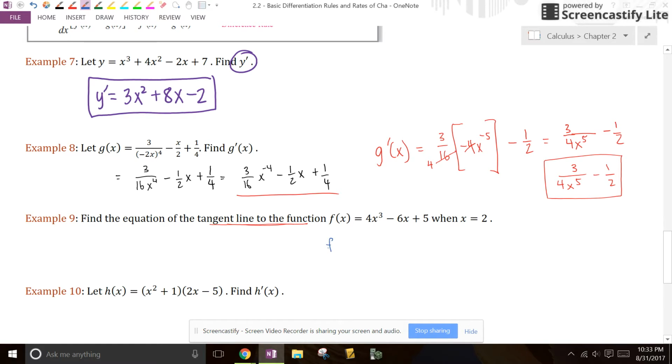If I did this, f prime of x would be, don't get weird on me, 12x squared minus 6, and then there's no more. So that's going to get us the slope, and we want the slope at 2, so let's plug it in. That's going to be, gosh, what is that? That's 4 times 12 is 48, minus 6 is 42, so the slope is 42 at that point. That's a huge slope.